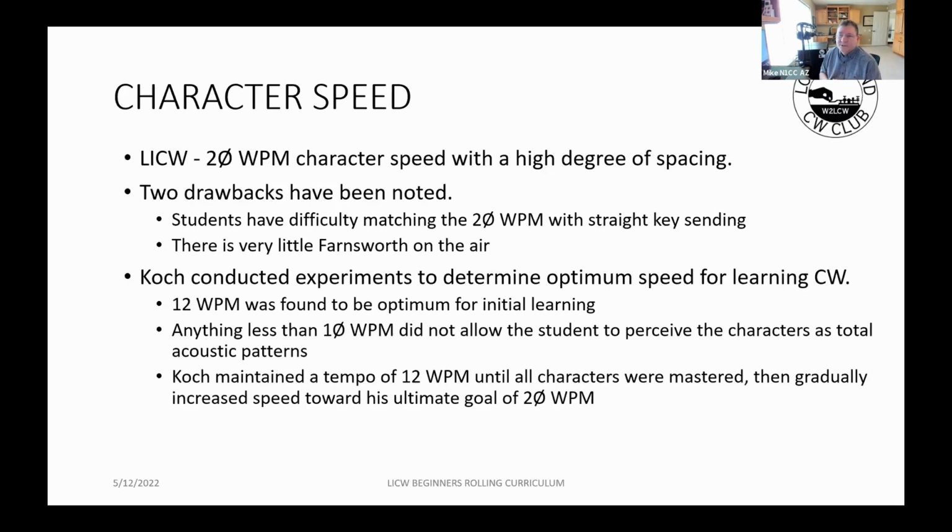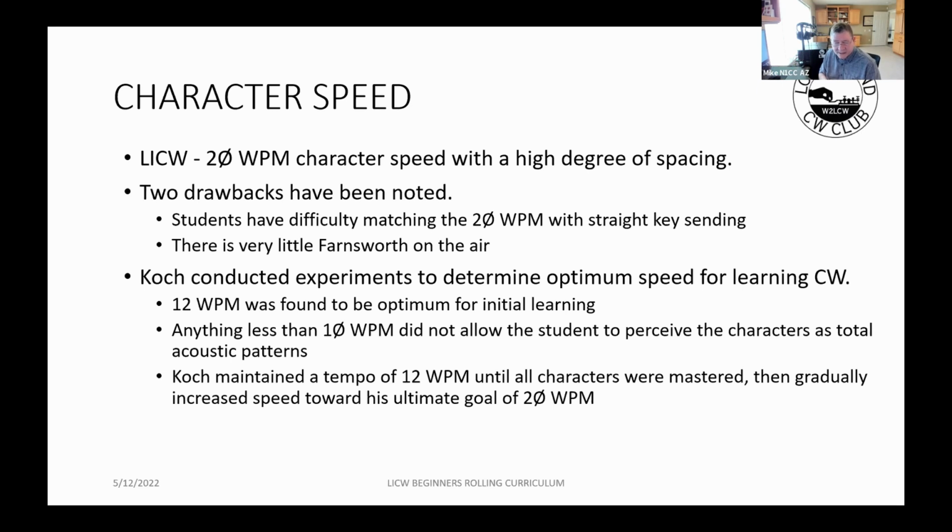The last thing we wanted to address was character speed. Now, our club has had great success at teaching at 20 words per minute character speed with a high degree of Farnsworth spacing, bringing the effective speed down to about 5 words a minute. And there is a lot of support in the historical documents for teaching at 20 over 5. Lippmann supported it, Beagle recommended it, and as I said, we've had a great deal of success.